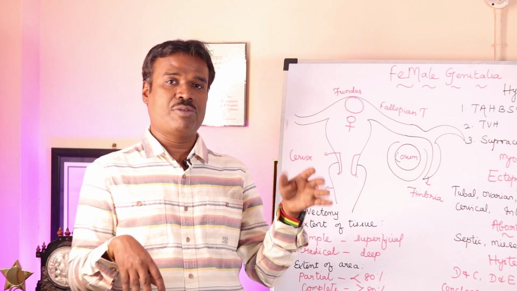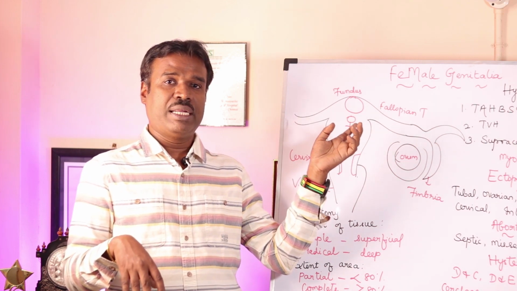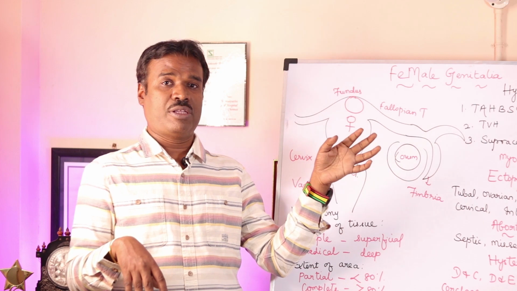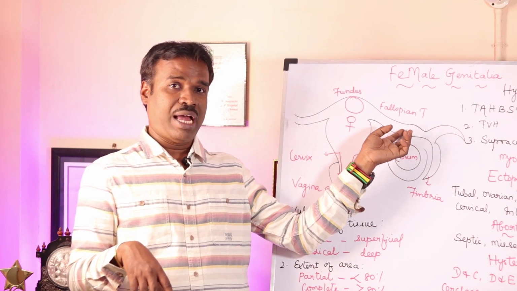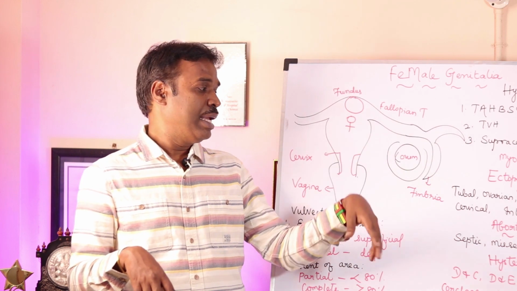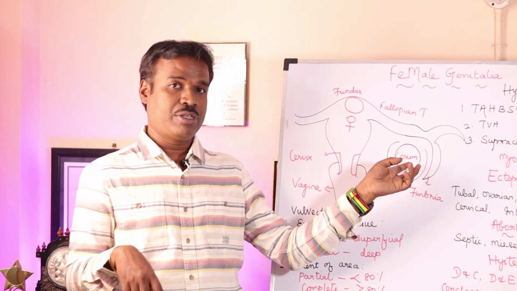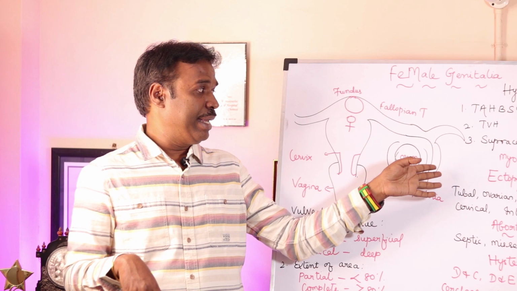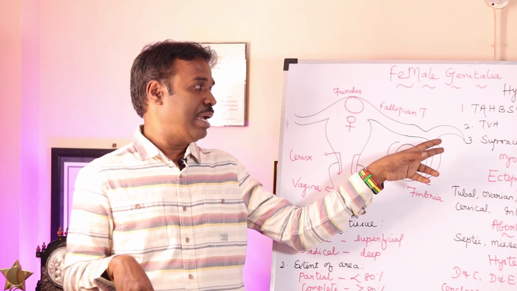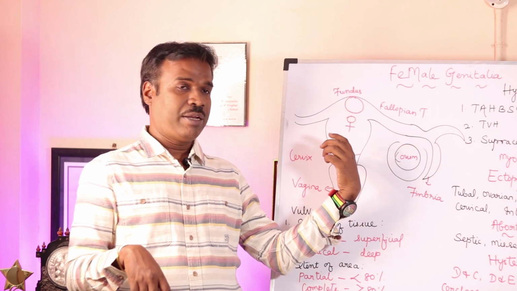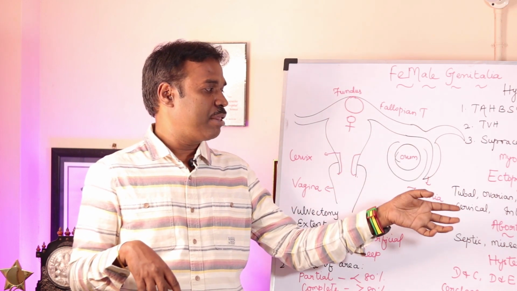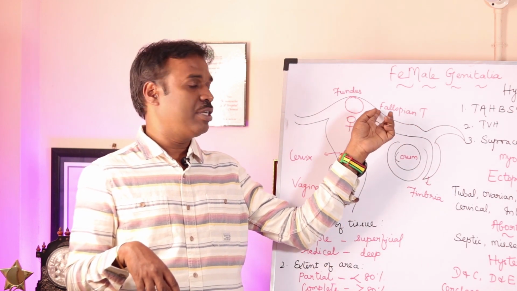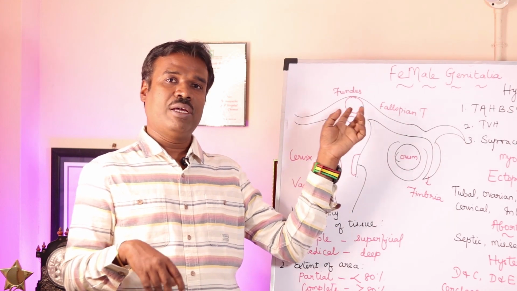But in some cases, the implantation takes place at the wrong sites. For example, it can take place at the tubes, so that becomes a tubal gestation. It can take place in the ovaries, which is an ovarian gestation. It can take place in the abdominal cavity, which is an abdominal gestation. It can take place in the cervix, which is a cervical gestation. It can take place in the interstitium, a region which connects the tubes and the uterus.